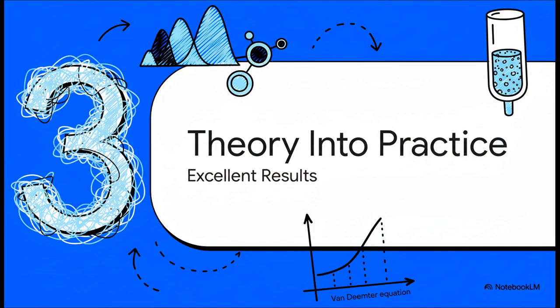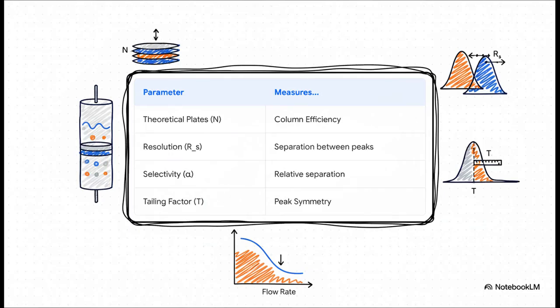Okay, so we've got these two really powerful theories, plate theory and rate theory. That's great, but how does this actually help you in the lab on a Tuesday afternoon trying to get excellent results? Let's connect the dots. Well, we do this using a set of checks called system suitability parameters. Honestly, you can just think of it as a report card for your chromatography run.